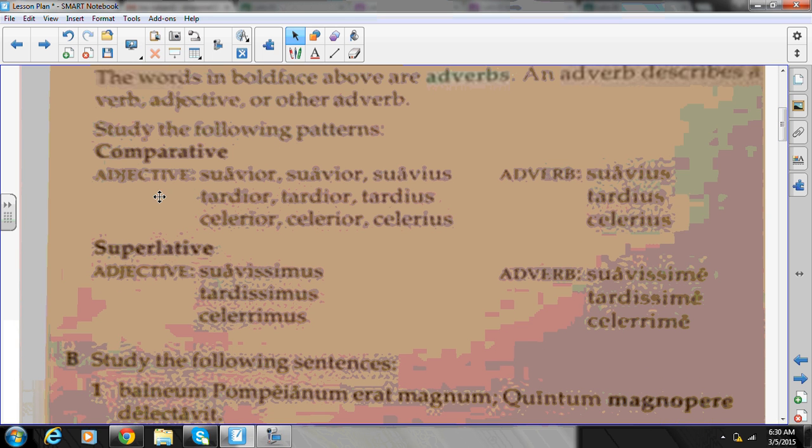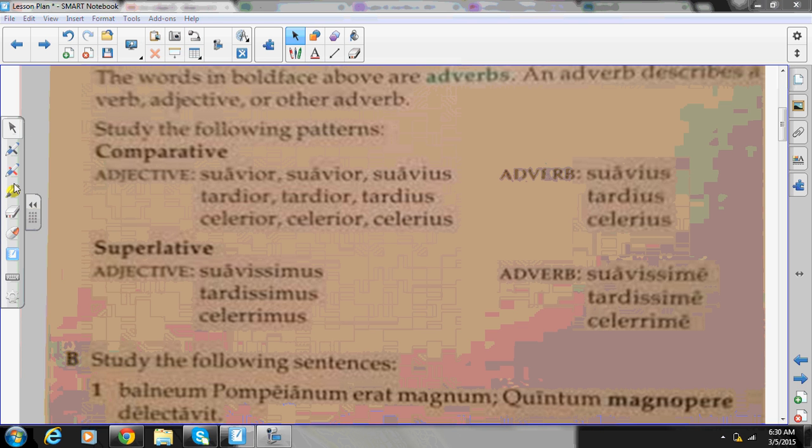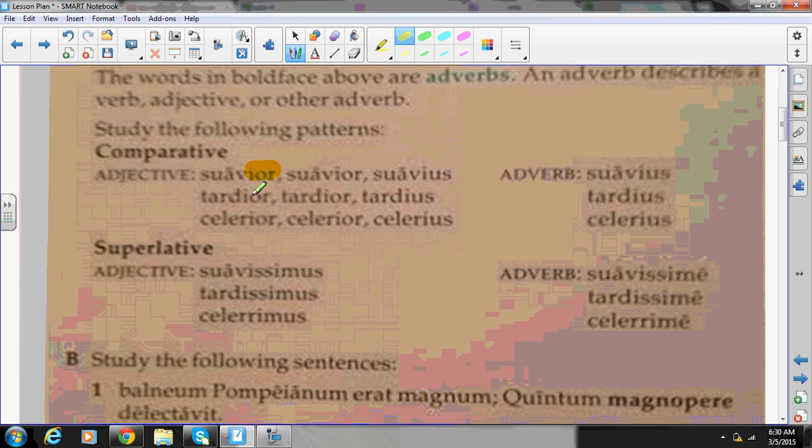Under comparative adjectives, you see the IORs. Under the comparative adverb, you're going to see IUSs. So in the same way that we translate the IOR in our adjectives, we say sweeter or slower or quicker. We use ER in English. We're going to use more for the IUSs in the adverbs. So more sweetly, more slowly, and more quickly.